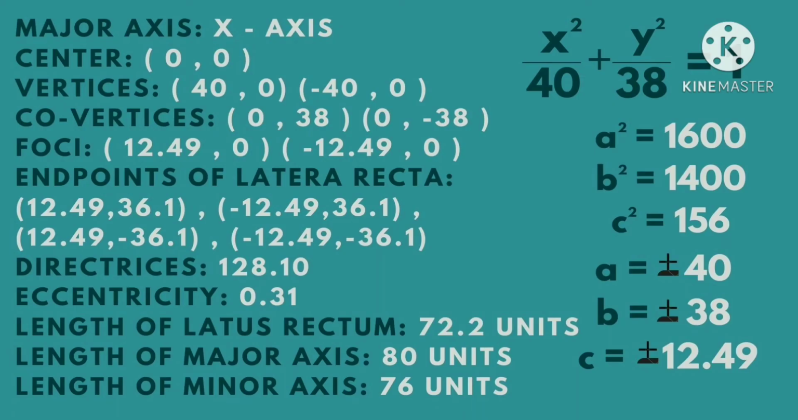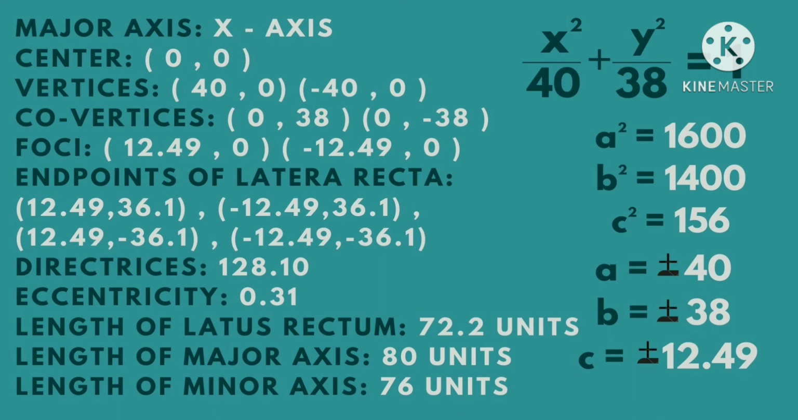And now, let's recall all of our answers. Our standard equation of this problem is x squared over 40 plus y squared over 38 equals 1. a squared equals 1600, b squared equals 1444, c squared equals 156, a equals positive and negative 40, b equals positive and negative 38, c equals positive and negative 12.49.